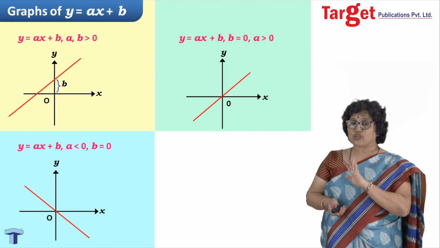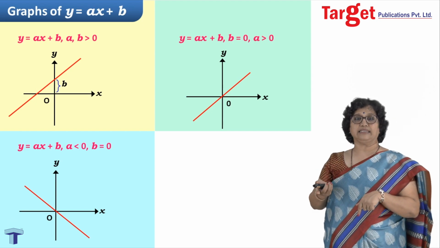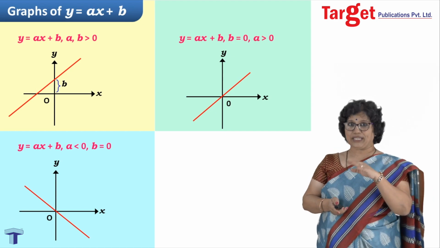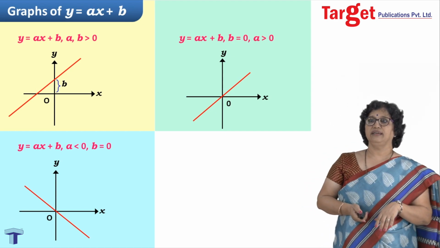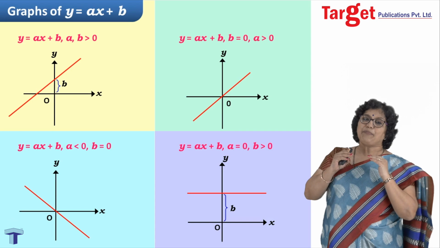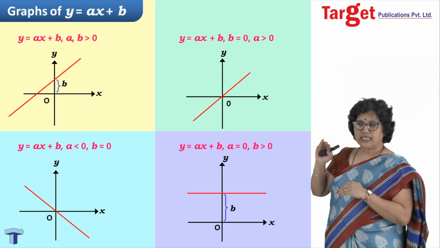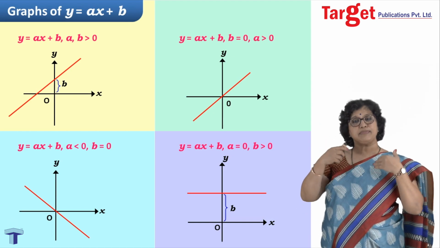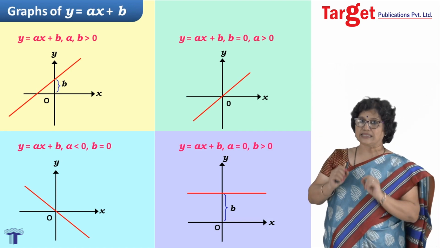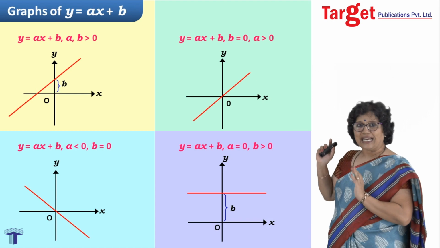I could have taken a fourth case also, which I may not take here. And that case would have been that a less than 0 and b greater than 0. That would have been the combination of first and third, that you try on your own and see how the graph would be. Let me move to the fourth one. And the fourth one is, now I take a equal to 0 and b greater than 0. When I say b greater than 0, then the line would meet the y-axis above the x-axis, right? And if a is 0, then the line becomes parallel to the x-axis. And hence the picture. A line parallel to the x-axis is the description for y equal to ax plus b, where a is equal to 0 and b greater than 0.